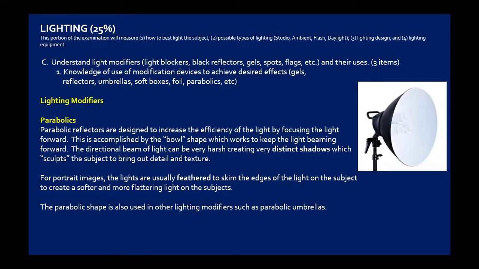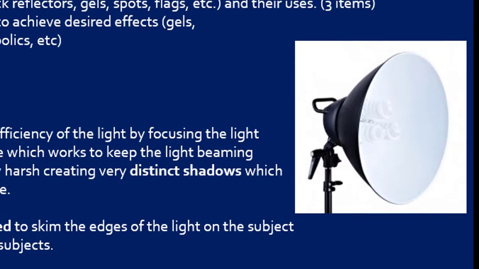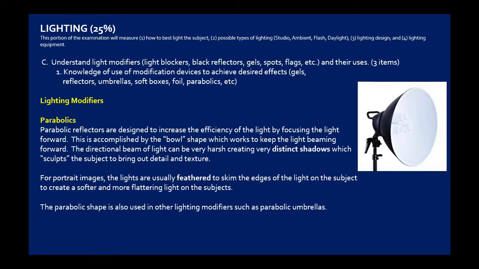Parabolic reflectors are designed to increase the efficiency of a light by focusing the light forward or into a more narrow beam. You'll recognize parabolics by their traditional bowl shape, which is what works in keeping the light beaming forward. Now, parabolics generally create a very harsh light, and so when photographers use parabolics without any other lighting modifiers, they tend to feather the light. In other words, to move the light left or right in order to use the edge of the light rather than the hard focused beam of light that comes directly from the center.